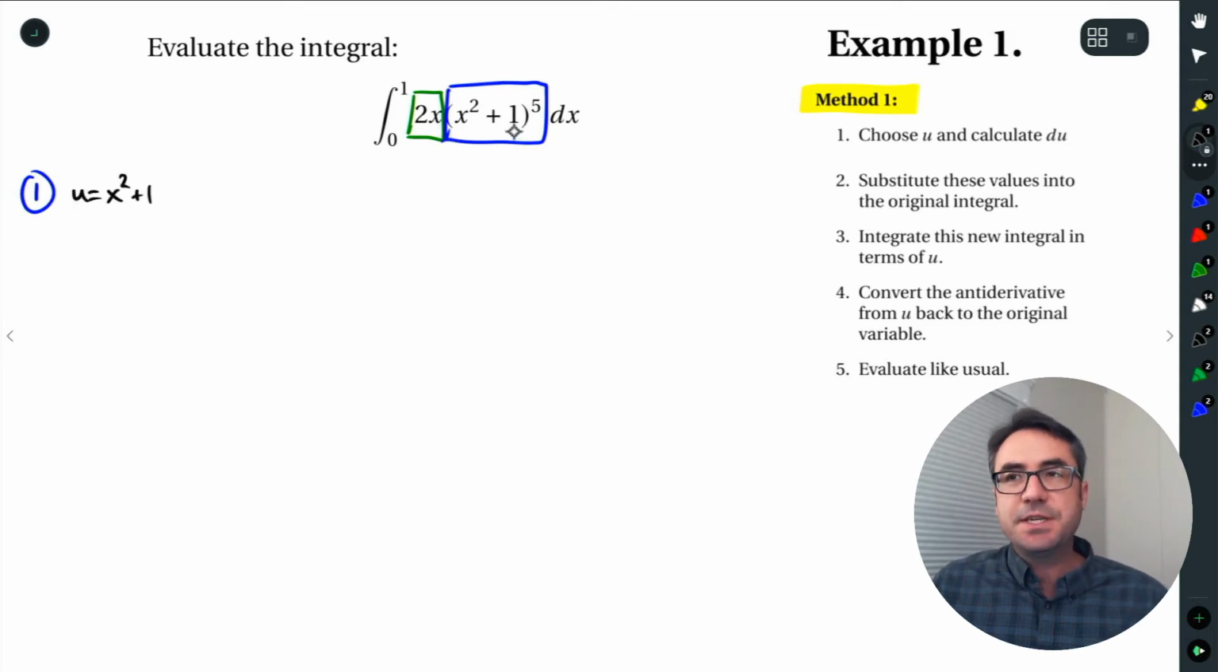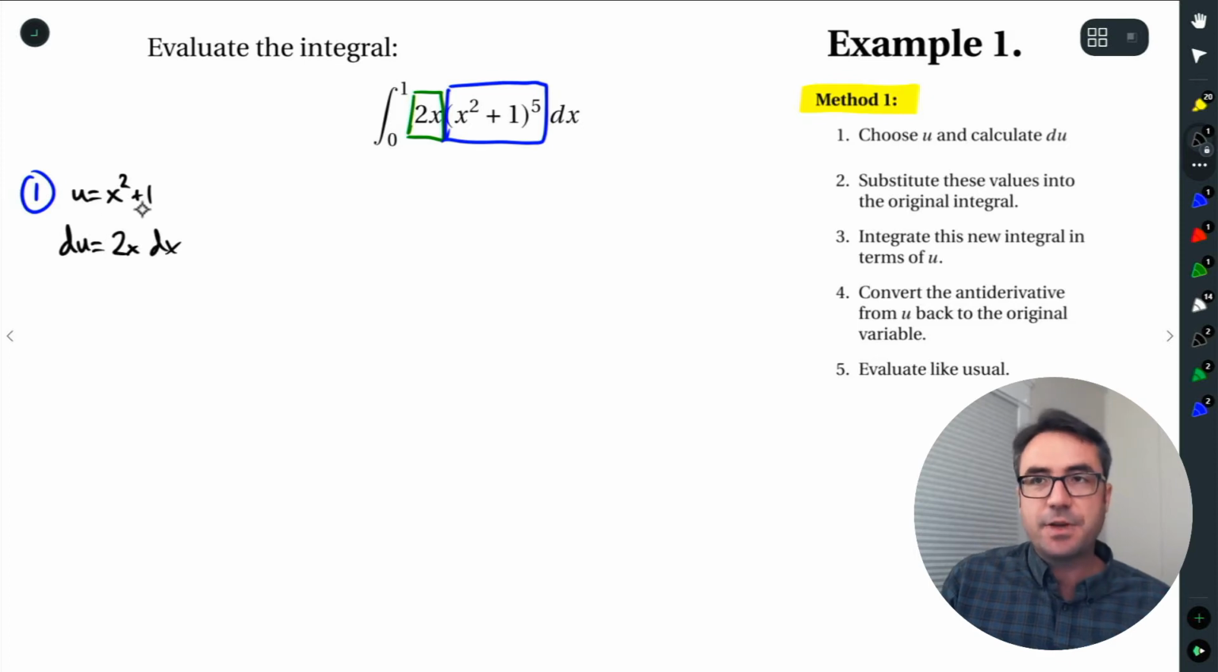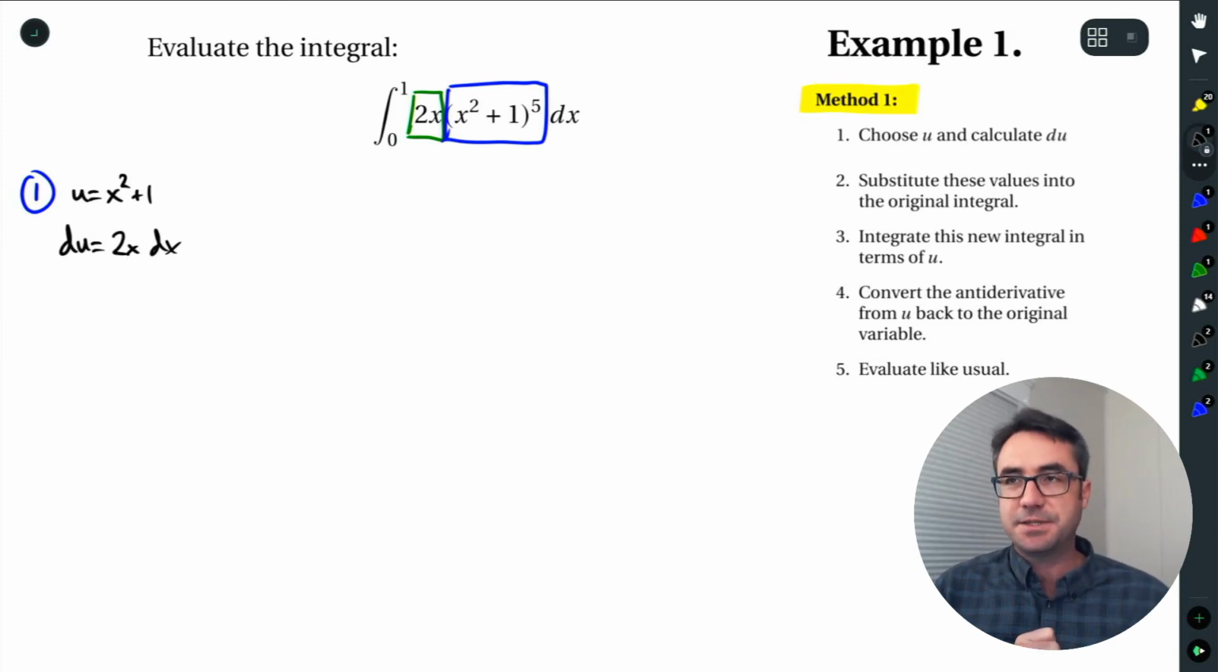So we see the x squared plus 1 is inside the parentheses. That's our choice for u. It's also the more complicated piece, where we're focusing our attention. All right, so once we choose u, then we calculate du. The derivative of x squared plus 1 is 2x, and then we multiply by our differential dx.